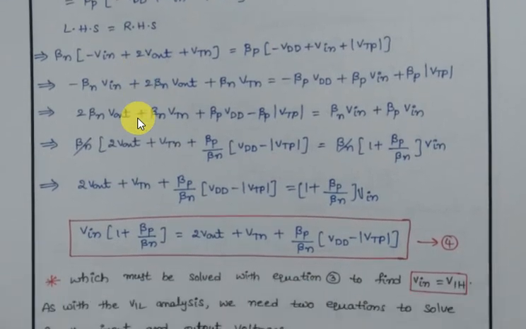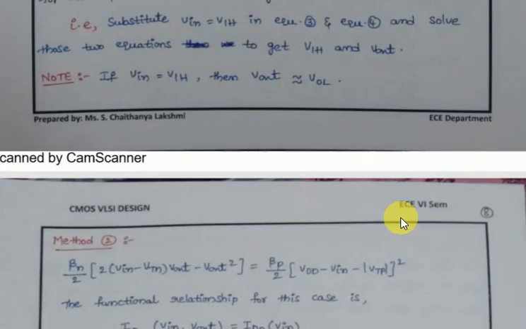Now we equated LHS and RHS after the derivative equations. We just equated it, and we took beta n as common. The output equation would be Vin into 1 plus beta p by beta n equals 2 Vout plus VTN plus VDD. Okay, this is the simple method.